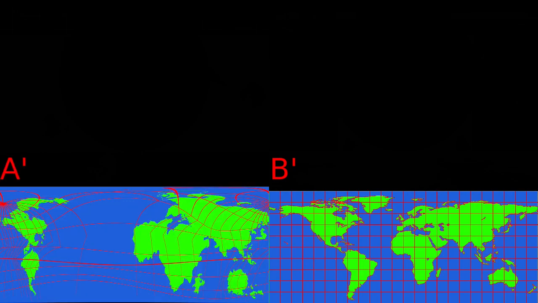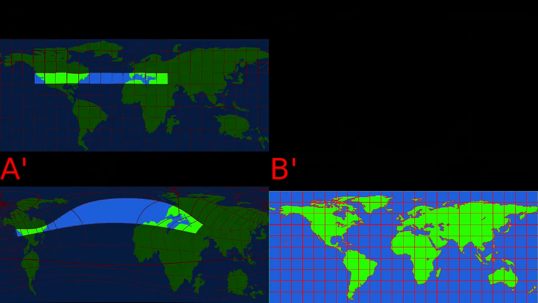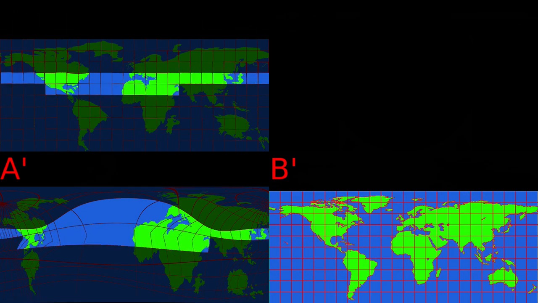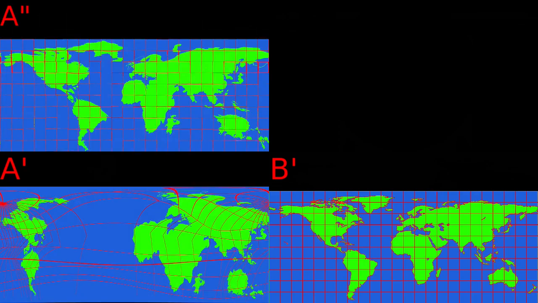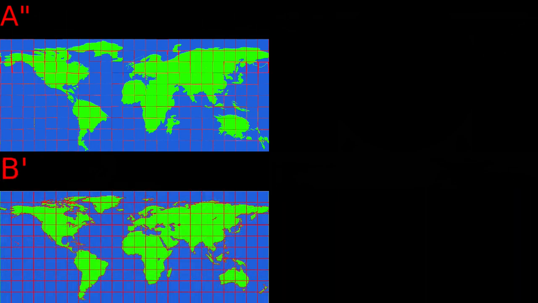B prime has squares for every bounded area. Therefore, the bounded areas of A prime must all be converted into squares. Upon converting the irregular bounded areas of A prime into the regular squares of A double prime, equivalence between A double prime and B prime has been verified.